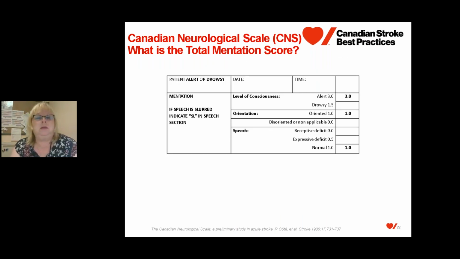When we look at scoring the total mentation score with our patient case scenario, he would be alert, receive a score of 3, be oriented, receive a score of 1, and have normal speech. His total mentation score is 5.